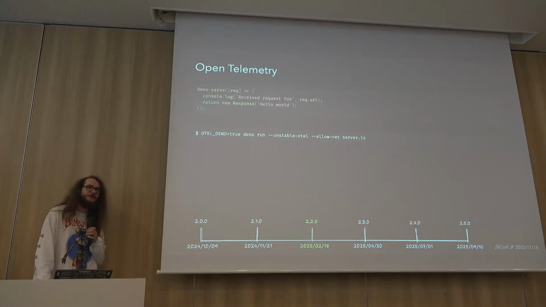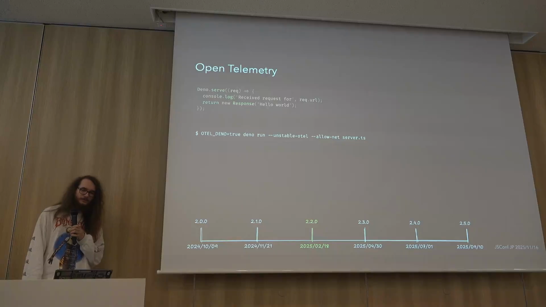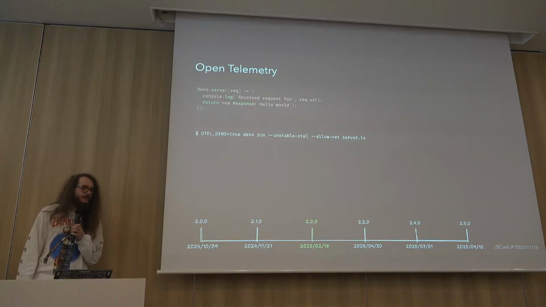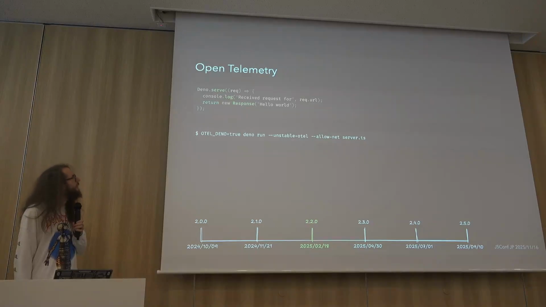So I'm not going to go deep into what OpenTelemetry is. But basically, OpenTelemetry lets you gather and collect various pieces of information from your running program. Various pieces of telemetry, for example, traces, logs, and metrics. So here's a very simple example. We just have a server that logs and returns a response. And it just logs the request URL.